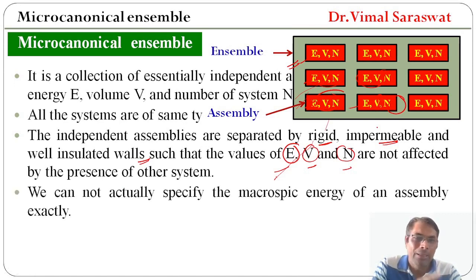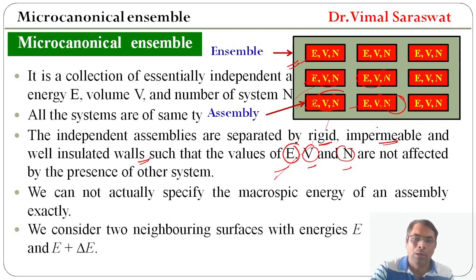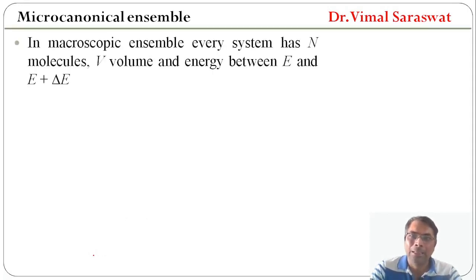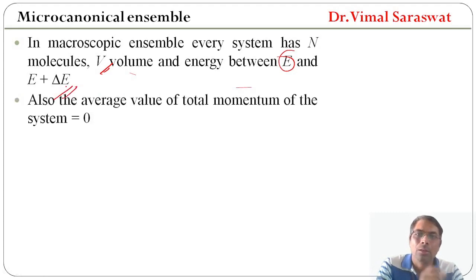We cannot actually specify the macroscopic energy of an assembly exactly. Now we consider two neighboring surfaces with energies E and E plus delta E. In a macroscopic ensemble, every system has N molecules, volume V, and energy between E and E plus delta E. Also, the average value of the total momentum of the system is always 0.